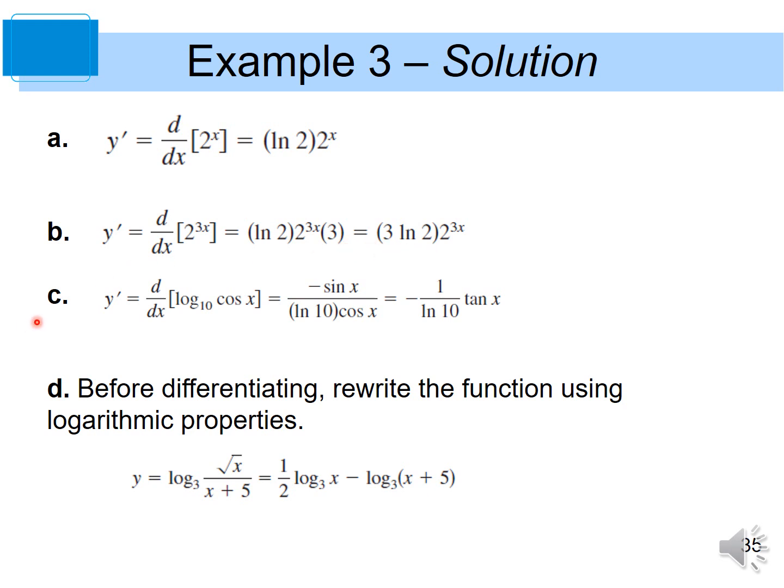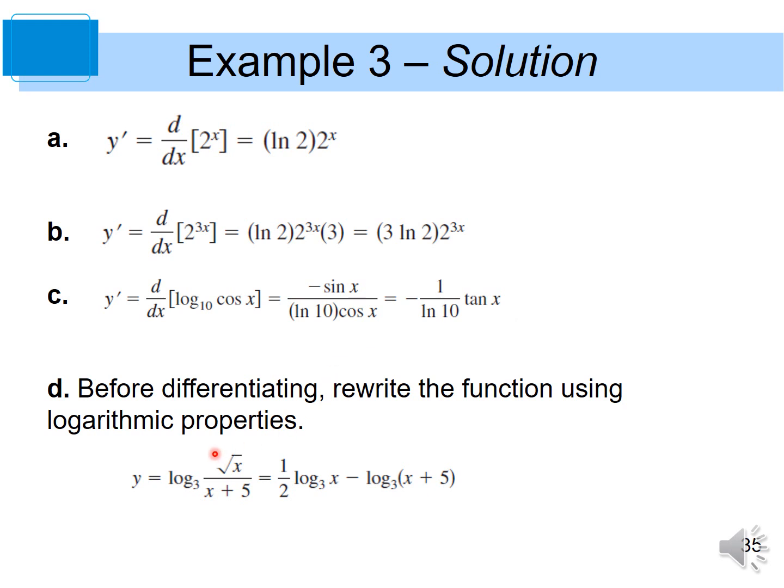For C, the function is log cosine x base 10. So it's a composite function. So we use the fourth formula. So it's equal to negative sine x over natural log of 10 times cosine x. And we simplify the sine x over the cosine x. So we have tangent x.